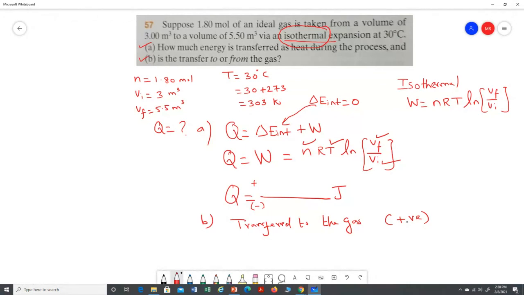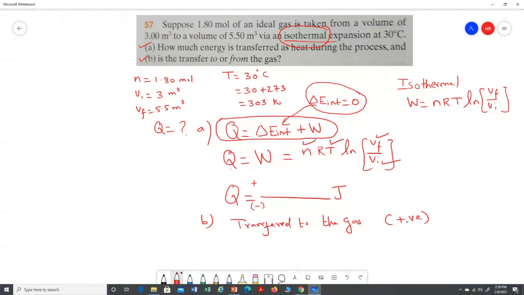Yes, doctor. Isothermal condition. What is the condition for isothermal? Your change in internal energy is equal to 0. Am I right? Yes, you are. And you know the first law of thermodynamics. What is our first law of thermodynamics? This is our first law of thermodynamics. When you substitute this change in internal energy equal to 0 here, then you will get Q equal to W. Am I right?